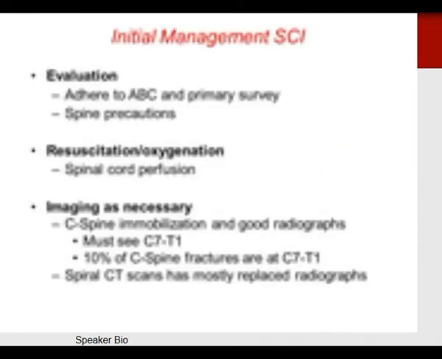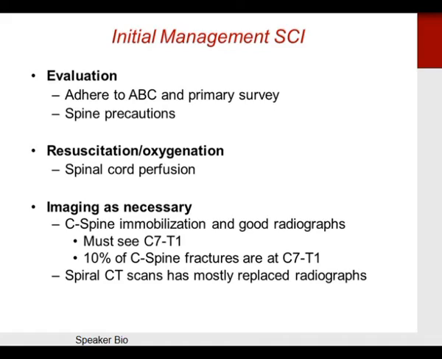For spinal cord injury, remember that patients who present with spinal cord injury, you must adhere to the ABCs, airway, breathing, and circulation. Maintain a primary survey and spine precautions. Resuscitate the patient, oxygenate and perfuse the spinal cord. Obtain your radiographs. If you obtain a lateral C-spine x-ray, you must see the C7-T1 junction because 10% of spinal cord injuries can occur at the cervical thoracic junction. Spiral CTs have really replaced radiographs and have provided a full spinal evaluation.